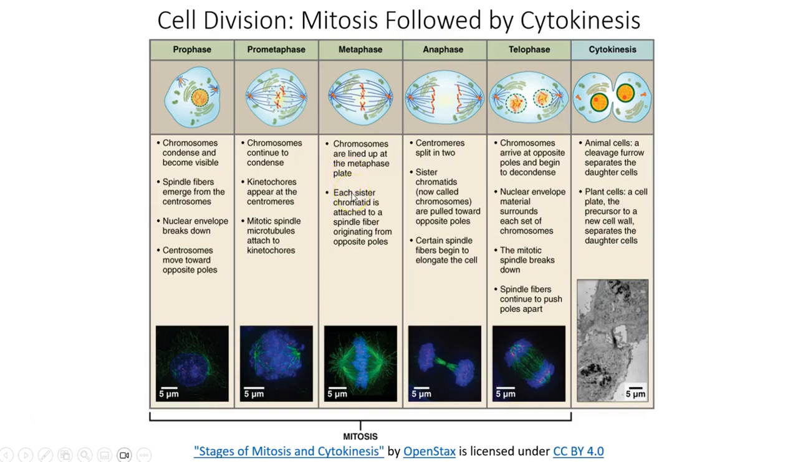Each of the sister chromatids has been attached to one of those spindle fibers or microtubules that's coming from opposite ends or opposite poles of the cell. Anaphase is when we are going to start pulling those sister chromatids apart from each other. And now they can be referred to as chromosomes again. So those spindle fibers are going to pull the sister chromatids apart towards opposite ends of the cell.